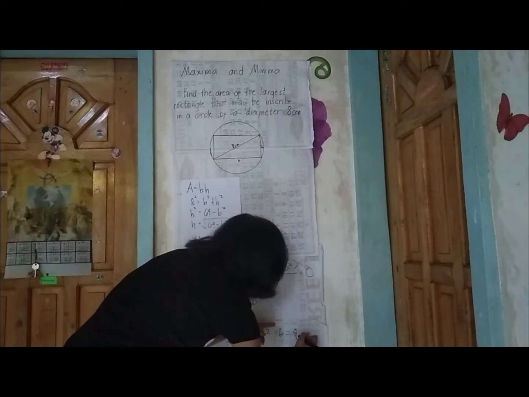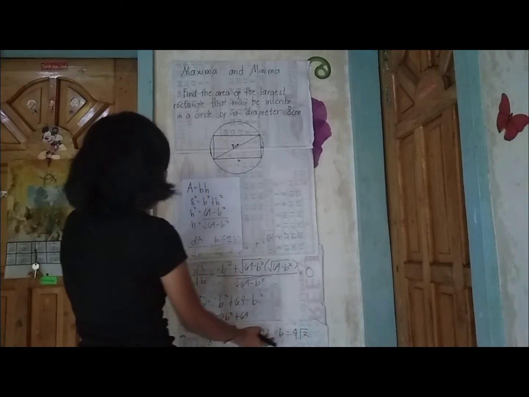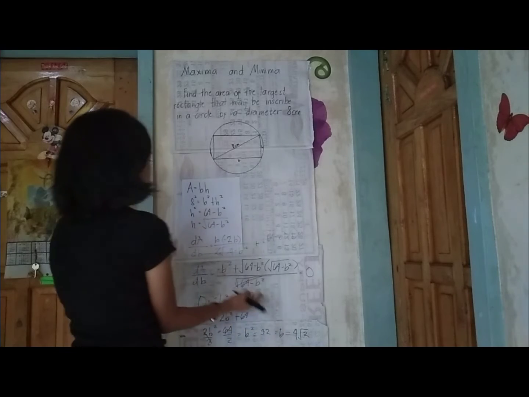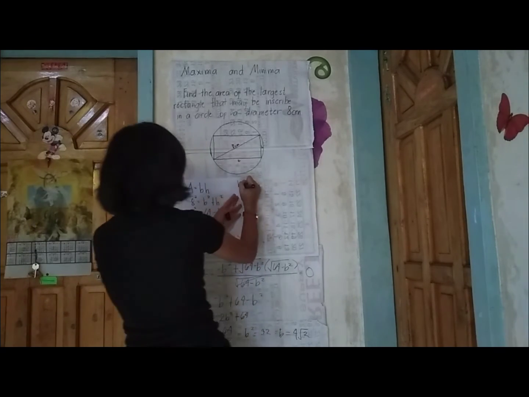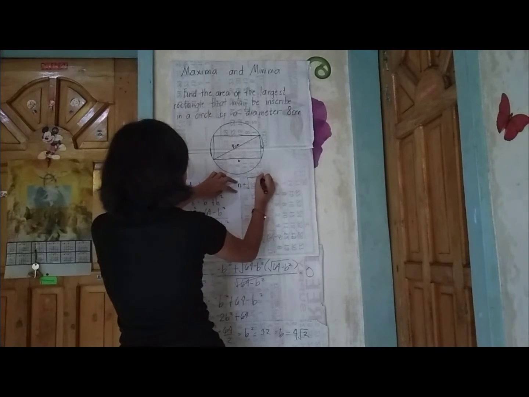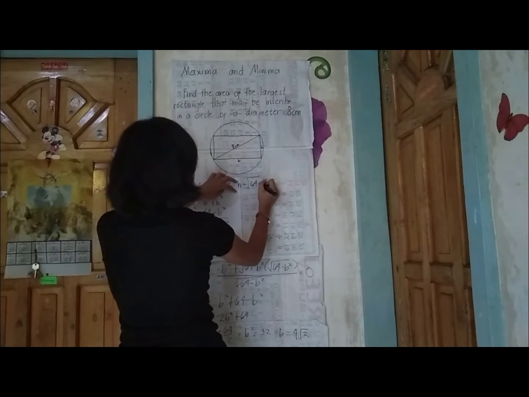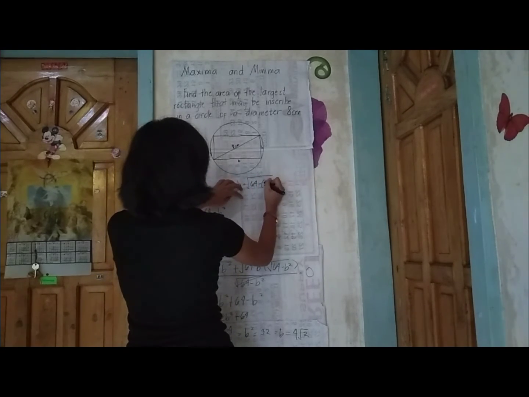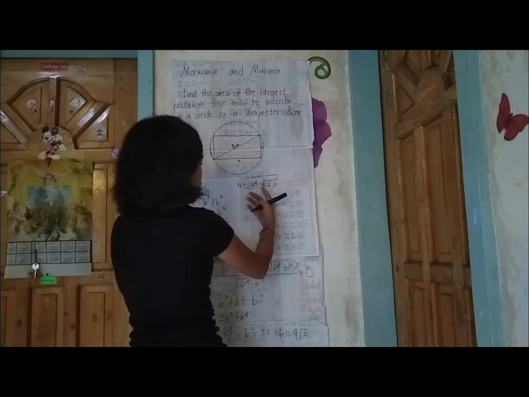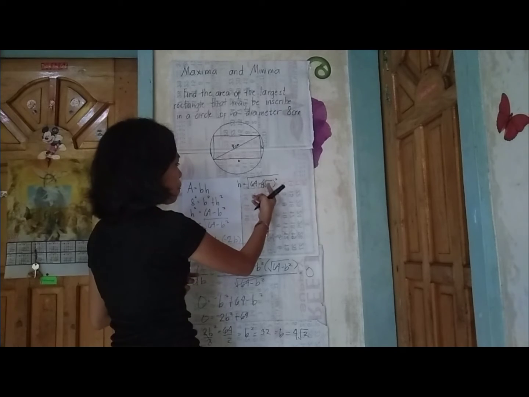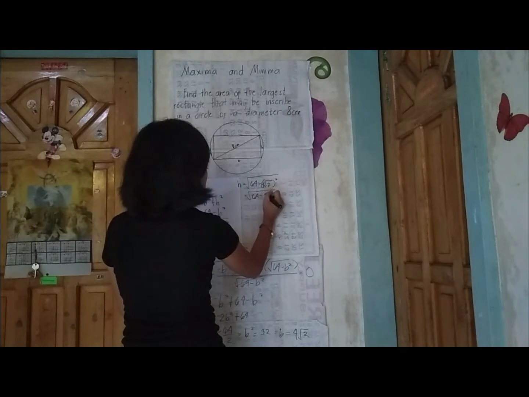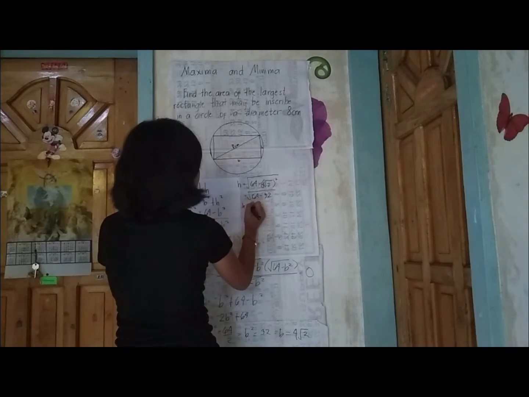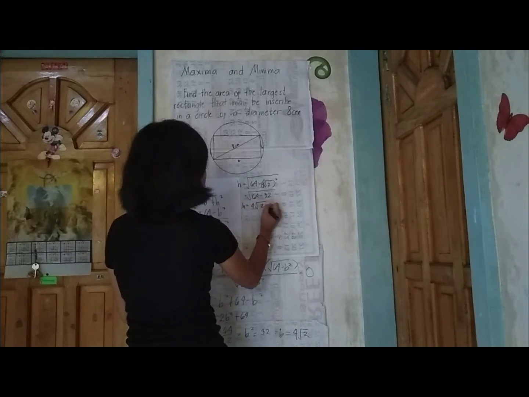So the square root of b squared is b, which is equal to square root of 32, which is 4 square root of 2. So our base is 4 square root of 2. Then we will substitute it to this formula, h is equal to square root of 64 minus 4 square root of 2 squared. So 4 times 4 is 16, then times 2 is 32. So square root of 64 minus 32, our h is also equal to 4 square root of 2.